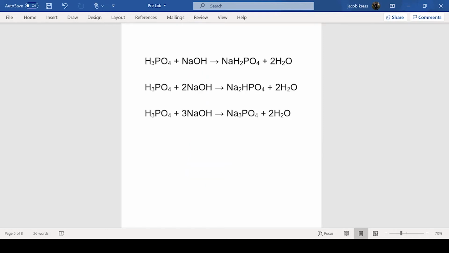So on to the experiment itself. The reason I said that this one is a little different is because we are using phosphoric acid and we know the starting concentration of it. So you may be asking, if we know the starting concentration of it, why are we even doing this? Well, phosphoric acid has multiple what we call acidic protons.